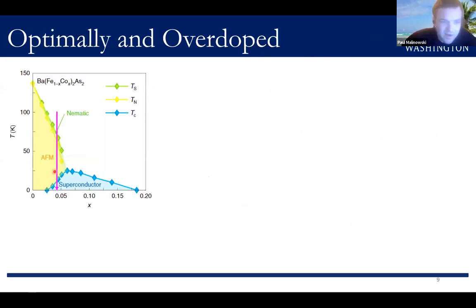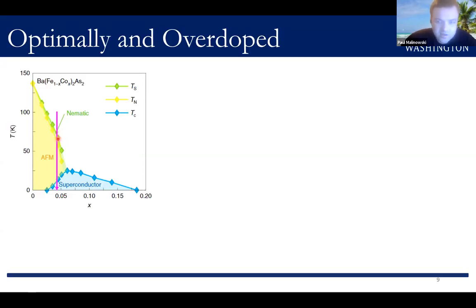So in the underdoped compound, we see that anisotropic strain has a drastic effect on the superconducting state. Now, in the context of thinking about the competing phases, remember that in this composition, the sample has already undergone both nematic and antiferromagnetic transitions.